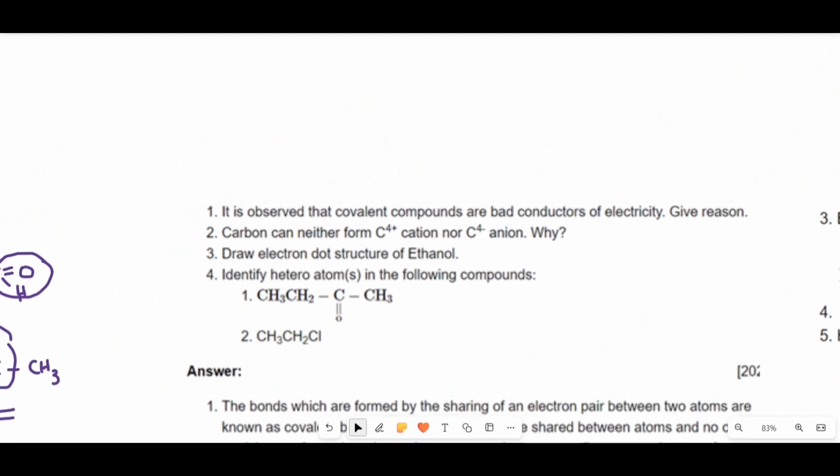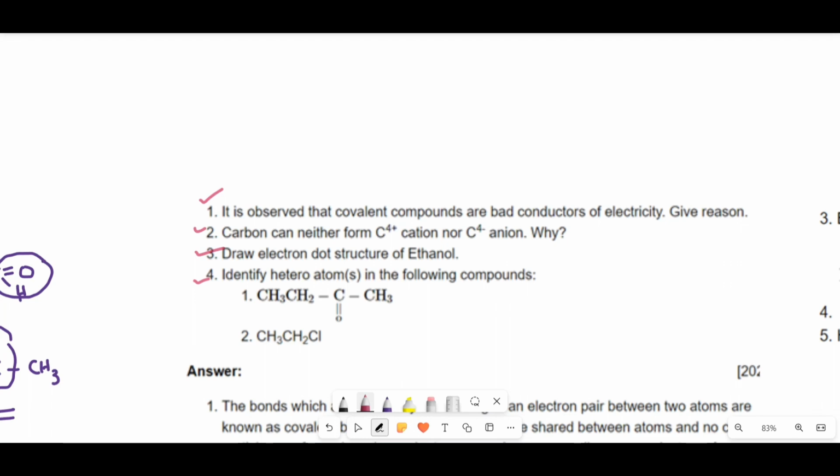It is observed that covalent compounds are bad conductors of electricity. Give reason. That's the first question. Second, carbon can neither form a C4 plus cation nor a C4 minus anion. Why? This means that carbon does not form any ionic bond. Why? Then, draw the electron dot structure of ethanol. Then you should identify the heteroatoms in the following compounds.